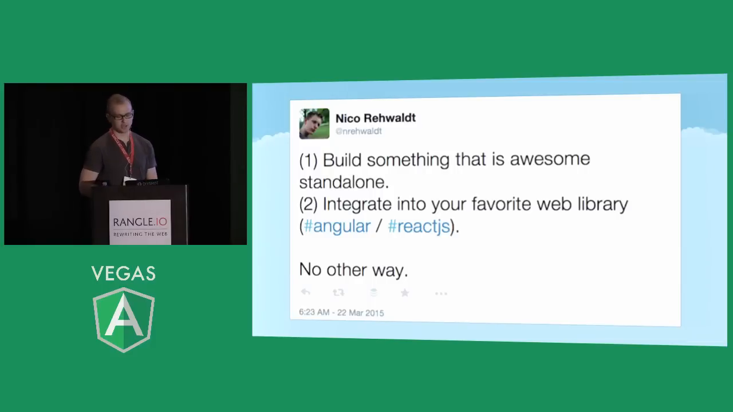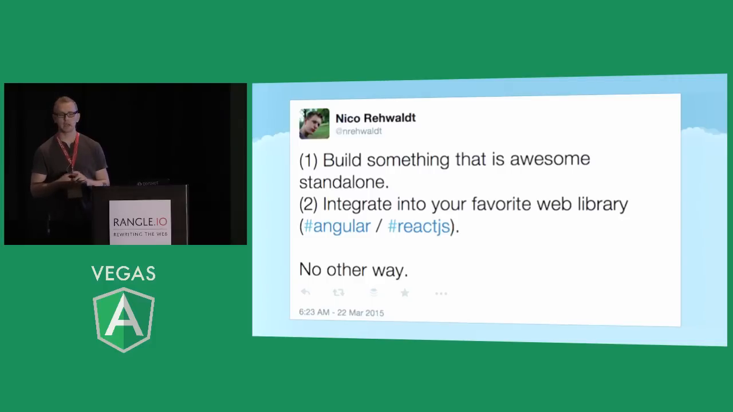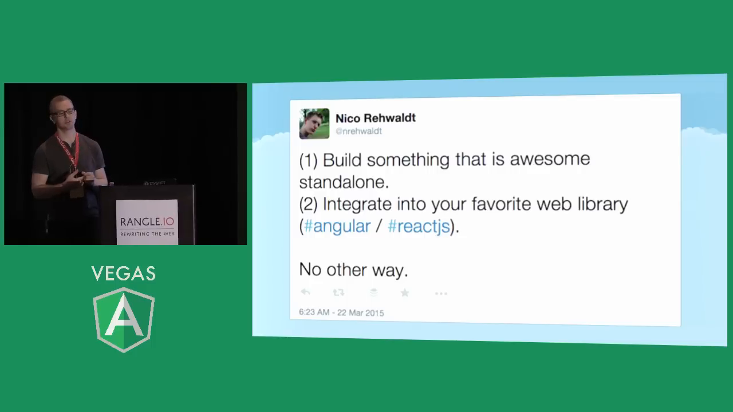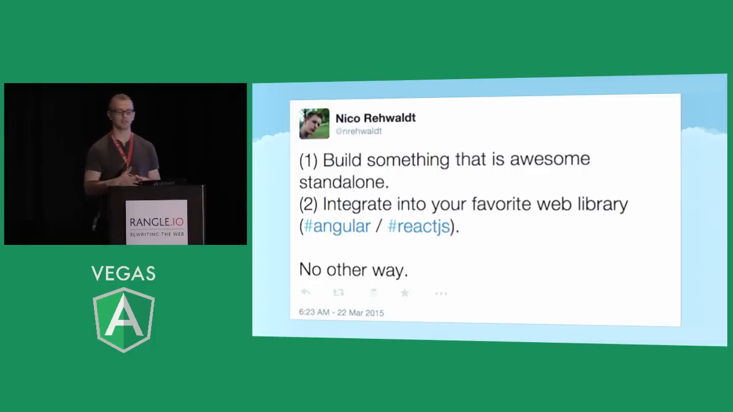And so that gets us to a concluding thought here, which is our goal as developers, especially JavaScript developers, where the ecosystem is so hot and the churn is so heavy. We need to build things that are awesome standalone. And then, second, once we've got the core vanilla JS API awesome, then we go integrate it into Angular and React. And there's no other way. And this is Nico, who works with me on Karma Browserify.